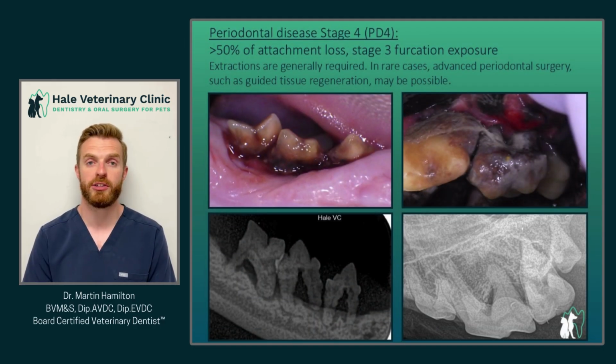Stage 4 periodontal disease or advanced periodontal disease is defined as a tooth having greater than 50% clinical attachment loss, or stage 3 furcation exposure, meaning that the bone within the furcation has been lost and an instrument can be passed through the furcation. These teeth are prone to developing even more advanced periodontal disease over time, are difficult or impossible to clean, and therefore extraction is recommended.